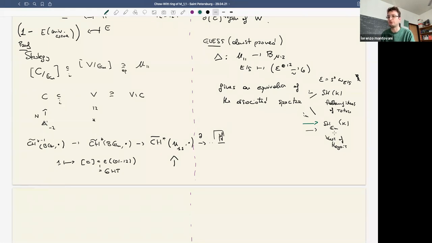The thing is that I don't know if you can use this for saying anything on Chow-Witt groups, but probably yes. As I said, the proof is still a bit incomplete, let's say. But yeah, the main idea is very easy, and it's basically what you were saying, just very geometric, and it's that M11 is basically obtained as a.